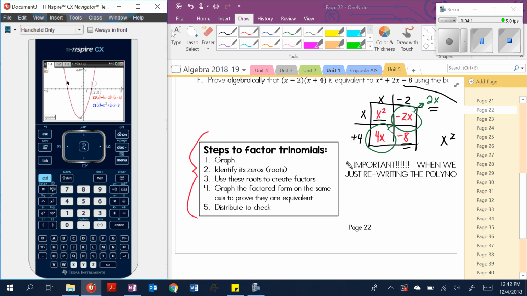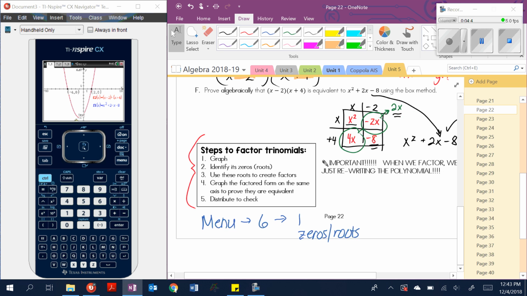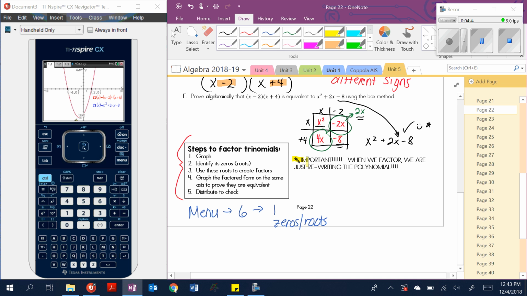So if there's 2 roots, we have to follow this process twice and find them that way. The reason why I had to actually click on the graph in this problem was because I actually have 2 together. If there's only one graph on there, it wouldn't have asked me that question. Another thing to write down here, which might be nice, is you can do menu 6-1. This finds zeros or roots or solutions, whatever you want to call it. All right, and another thing to keep in mind, when we factor, we're just rewriting the polynomial.